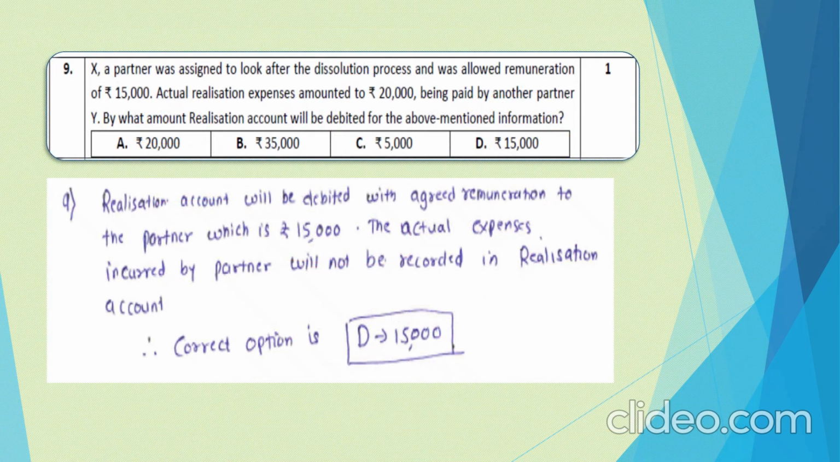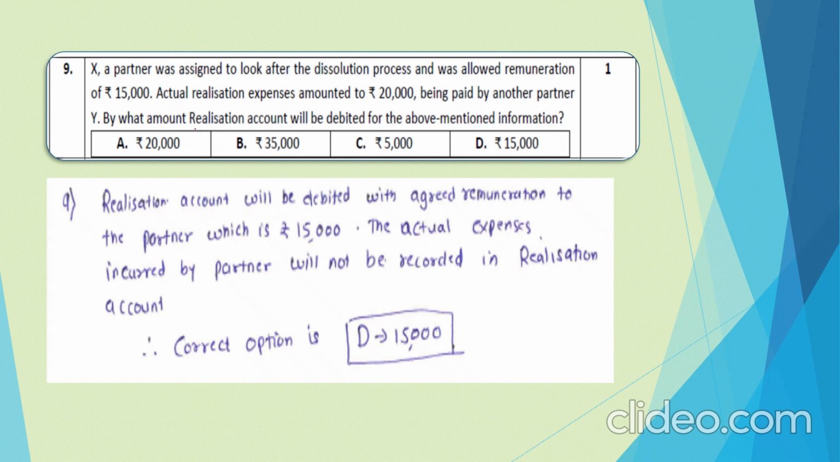Next question is question number 9. X, a partner, was assigned to look after the dissolution process and was allowed remuneration of 15,000. X was told by the company that he will bear all the dissolution expenses and he will get 15,000. But the actual realization expense became 20,000 and it was paid by another partner Y. So by what amount will the realization account be debited?